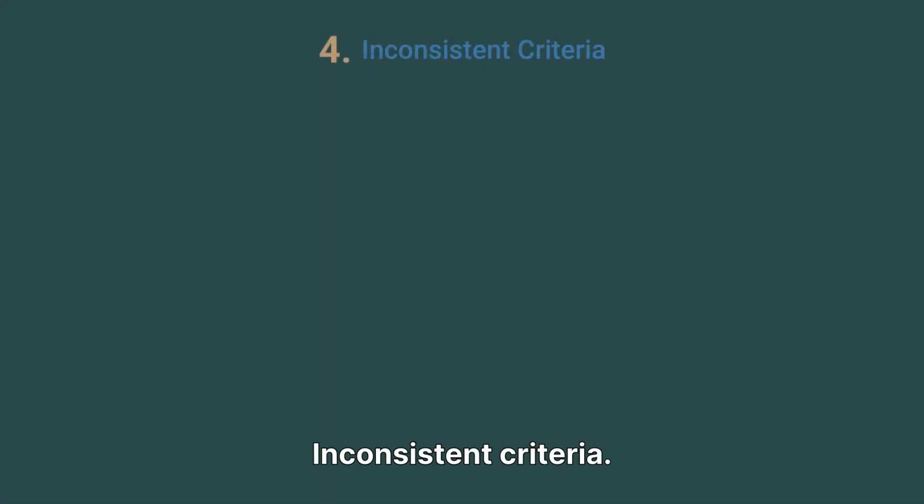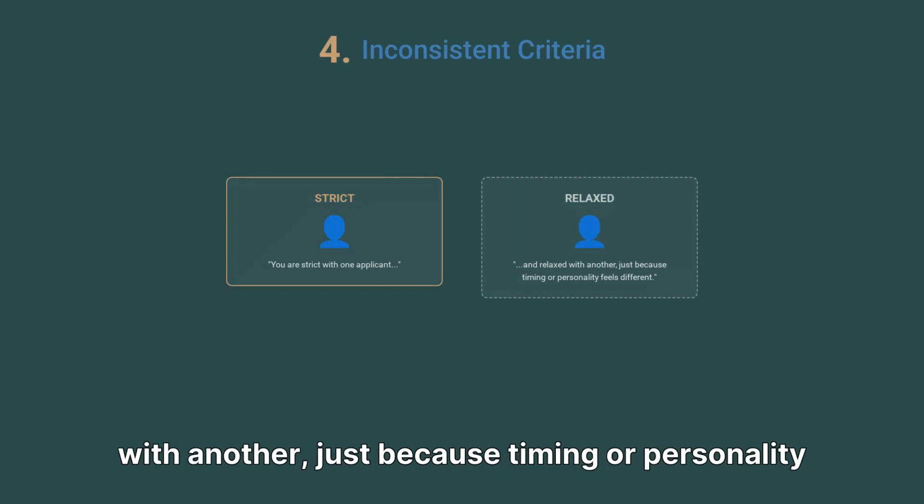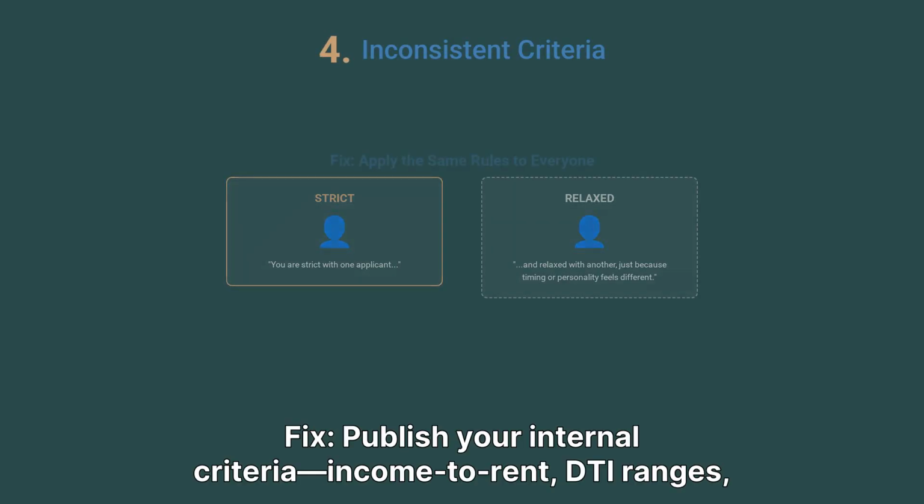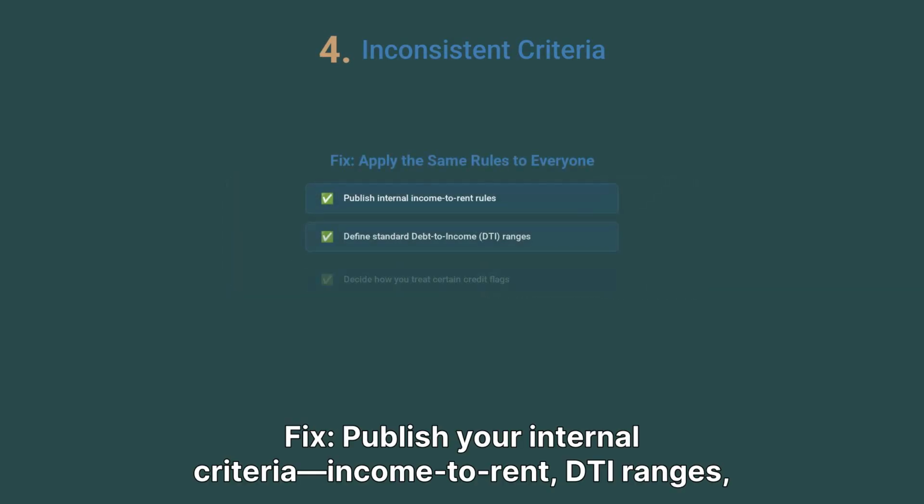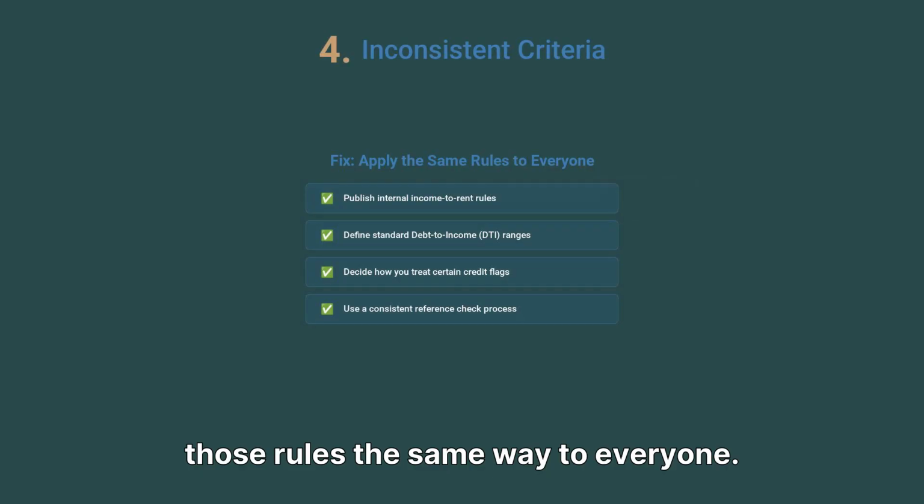4. Inconsistent criteria. You're strict with one applicant and relaxed with another, just because timing or personality feels different. Fix: Publish your internal criteria: income to rent, DTI ranges, how you treat certain credit flags, and apply those rules the same way to everyone. That's how you stay fair and defensible if your decision is ever challenged.